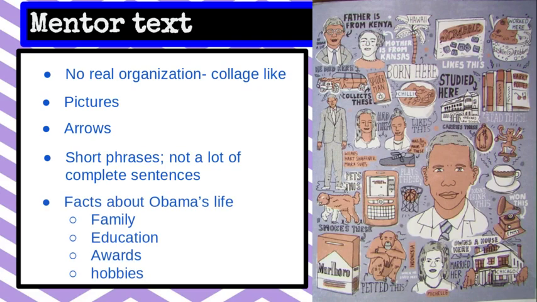Okay. And then there's facts about Obama's life, about his family, about his education, awards he's won, hobbies. There's other things on there too. So that's a list of things that we've found from this mentor text. All right.